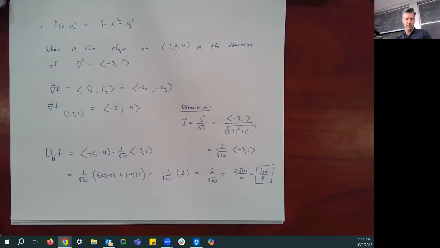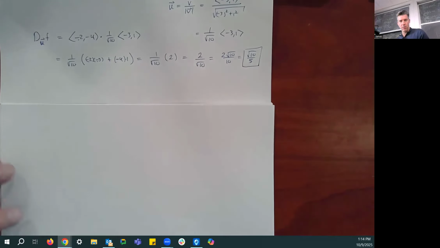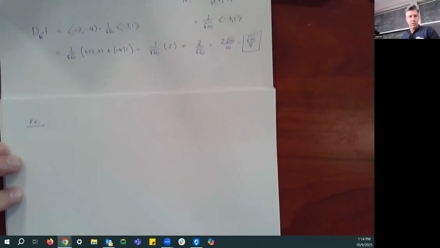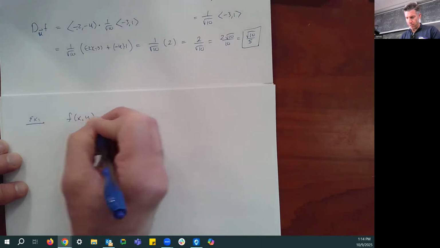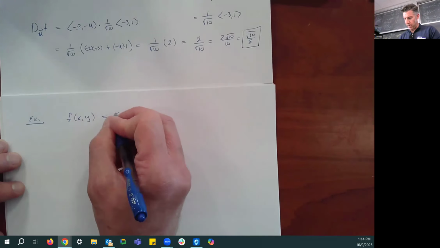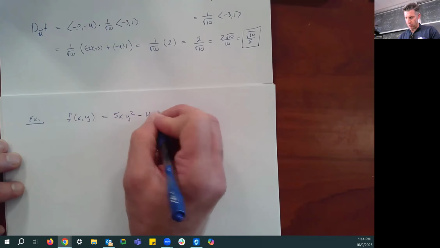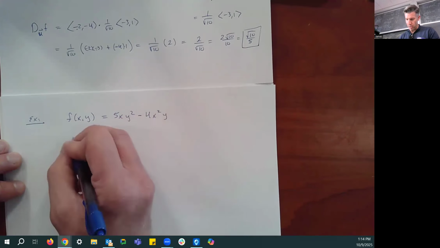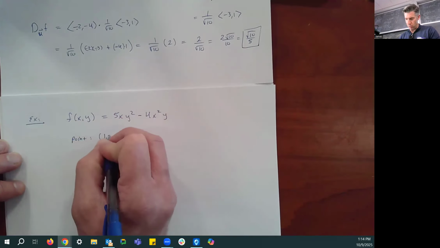So I'm going to ask you all to try one here on your own, and I'm going to walk you through it a little bit. For example, I want to give you this function. Our function f of x comma y is going to be 5xy squared minus 4x squared y. And our point is going to be the point 1 comma 2.